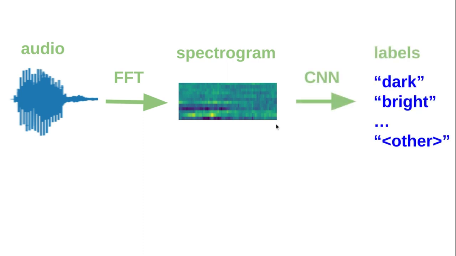And then we feed the spectrogram into a CNN, a convolutional neural network, which then converts the spectrogram into a list of labels, each with a probability.